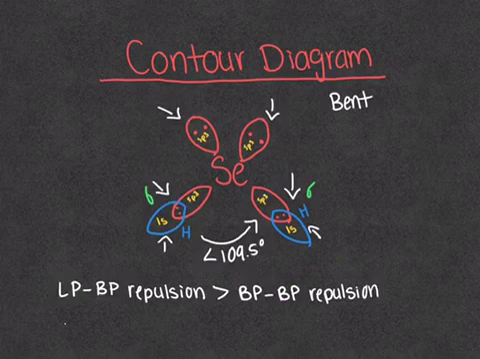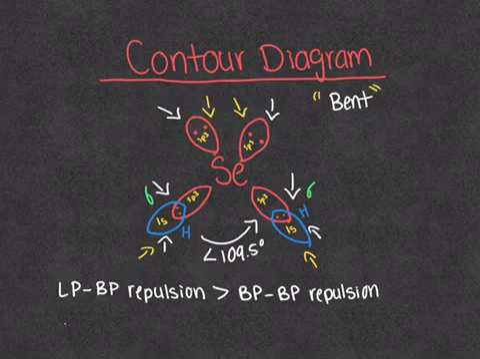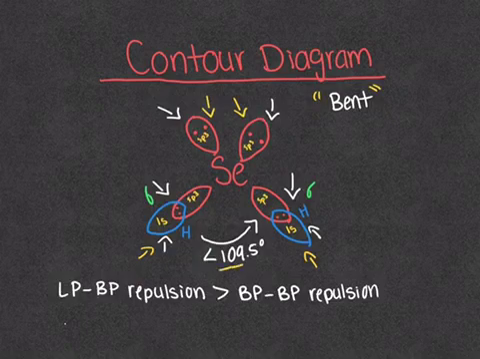Lone pair and bonding pair repulsion is much greater than bonding pair repulsion, and because of this reason, the lone pairs that we have up here above are pushing these bonding pairs together, which gives us a bent angle, which is less than 109.5. But since it's very similar to water, that angle could also be roughly 105.